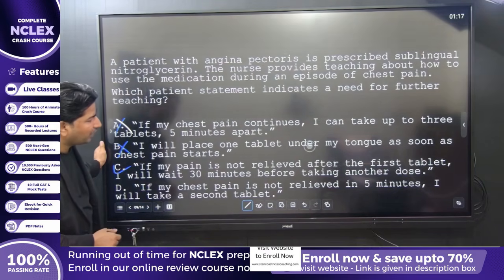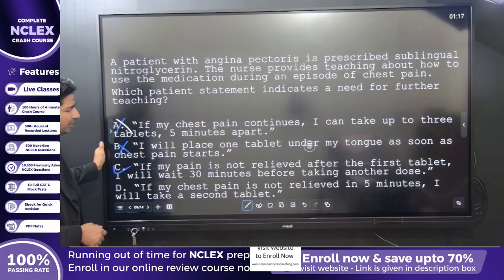If my chest pain is not relieved in 5 minutes, I'll take a second tablet. Yeah, if there's no relief in 5 minutes, he can take the next dose.